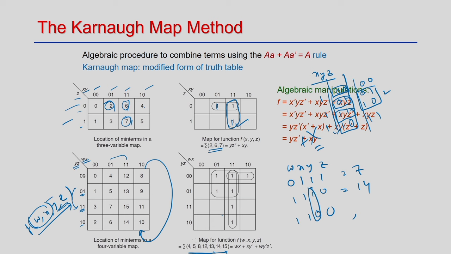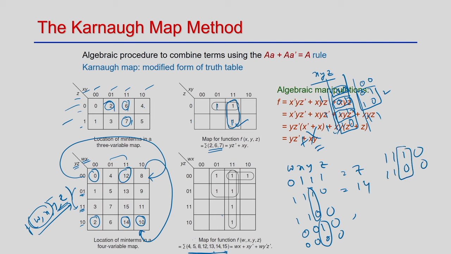Now you can also fold it column wise. As a result, the first column and the fourth column become adjacent. Let us see that 2 and 10 are adjacent. 2 is 0, 0, 1, 0 and 10 is 1, 0, 1, 0, so they differ by 1 bit. Think about 14 and 12. 14 is 1, 1, 1, 0 and 12 is 1, 1, 0, 0, so they again differ by a single bit. So they are also adjacent.